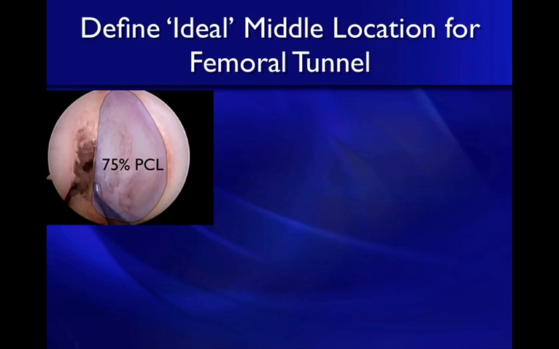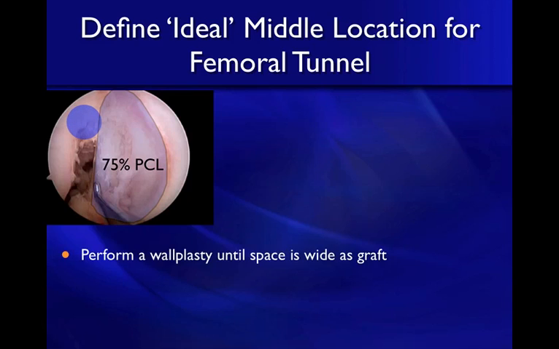In this knee, about 75% of the notch is occupied by PCL. And we think that in order to put the tunnel in the ideal position, you must consider that you need to perform a wallplasty until the space between the PCL and the lateral femoral condyle is at least as wide as the graft. And here you can see a round soft tissue graft that's wider than the space available for the graft in the notch, and that a wallplasty by that vertical black line will be required.